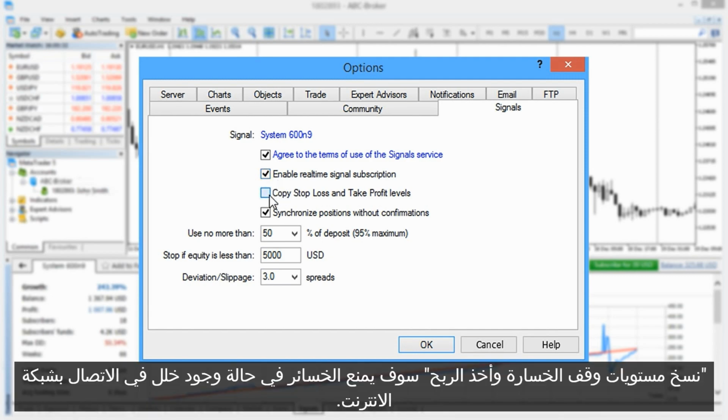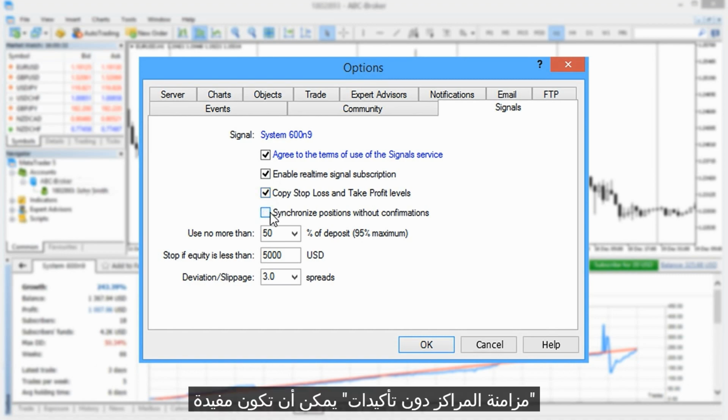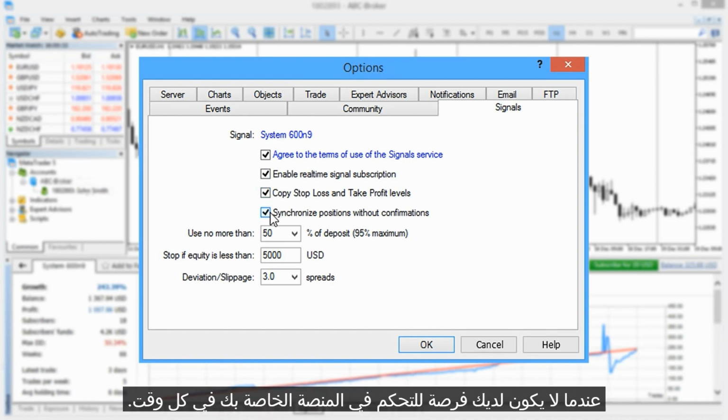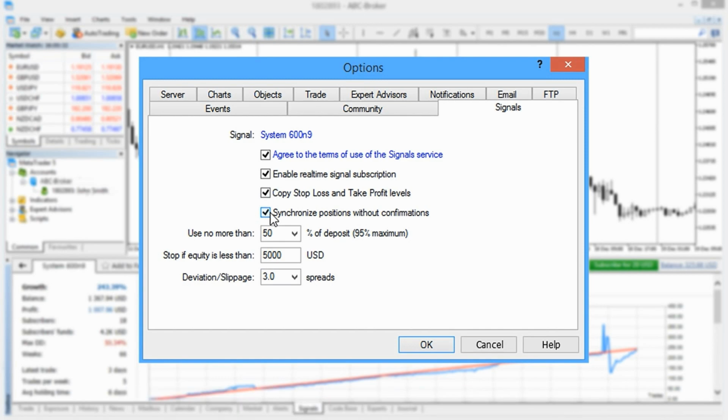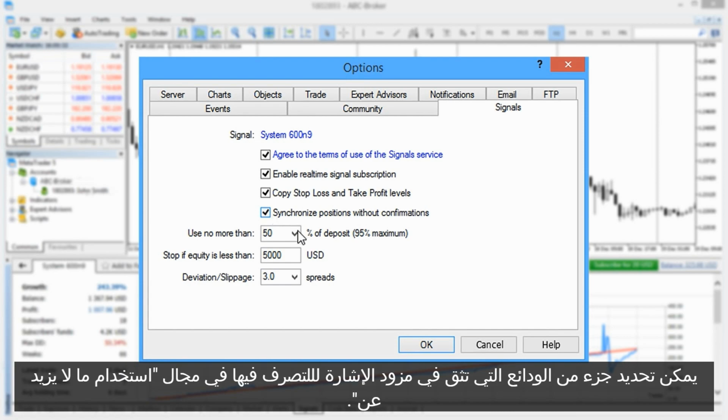Copy stop loss and take profit levels will prevent losses in case there is a disruption in the internet connection. Synchronize positions without confirmations can be useful when you don't have an opportunity to control your platform all the time. For instance, when working on VPS, this option allows you to synchronize your positions with the deals of the signal provider automatically.